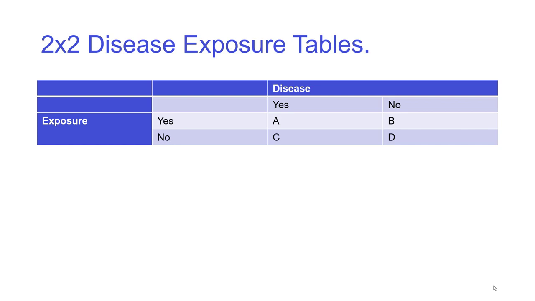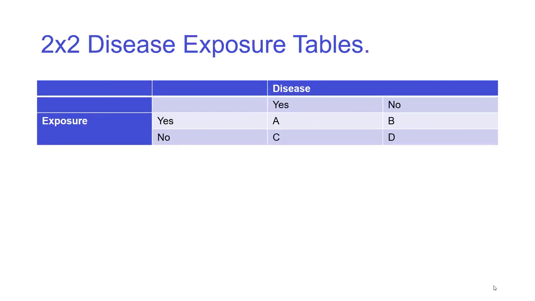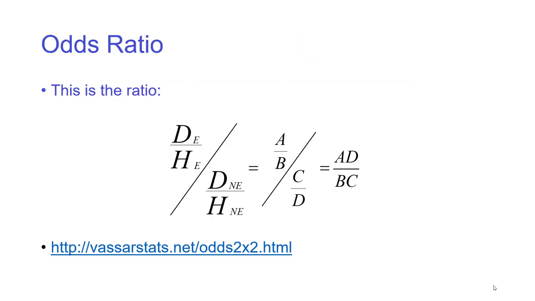Now you cannot do this for the bigger sets of tables like this. You cannot figure out the relative risks unless you've got a 2x2 table. So the odds ratio is the diseased and exposed divided by the healthy and exposed, divided by the diseased and not exposed, divided by the healthy and not exposed.